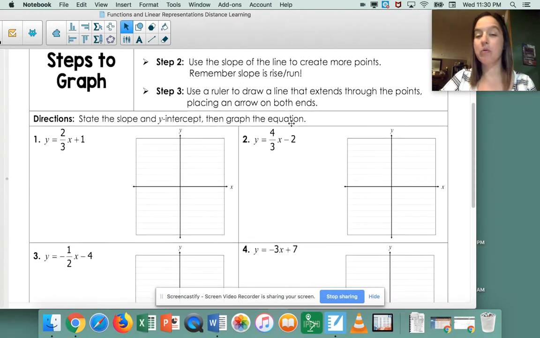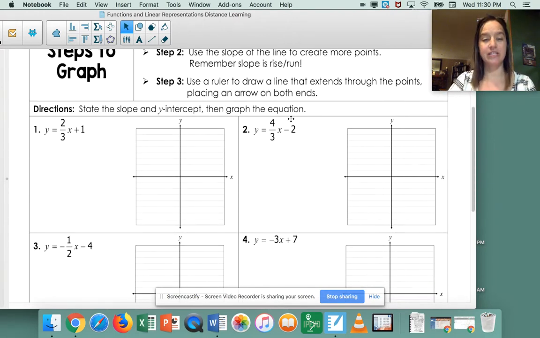We're going to start with number 1. Anytime we're doing this, I know I said the first thing we're doing is plotting our y-intercept, but before I do that, I want to make sure: does this say y equals? If it does, then I look to make sure: do I have an x? If so, I'm in slope-intercept form. So what's my slope? 2/3. How do I know it's 2/3? Because that's the coefficient of x. What's my y-intercept? I hope you said 1.